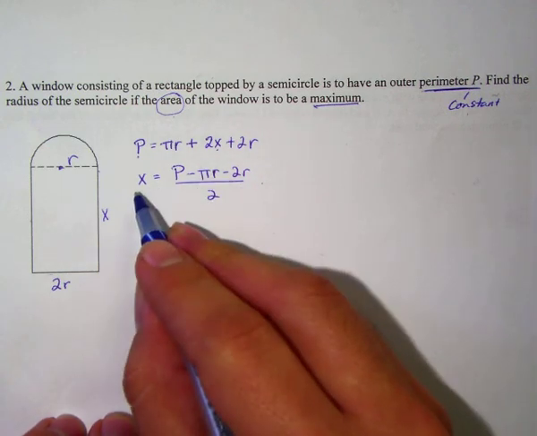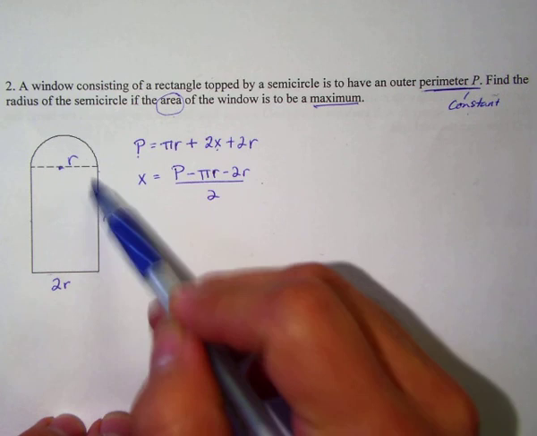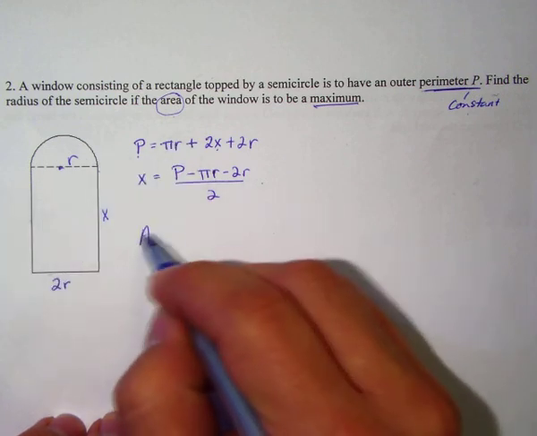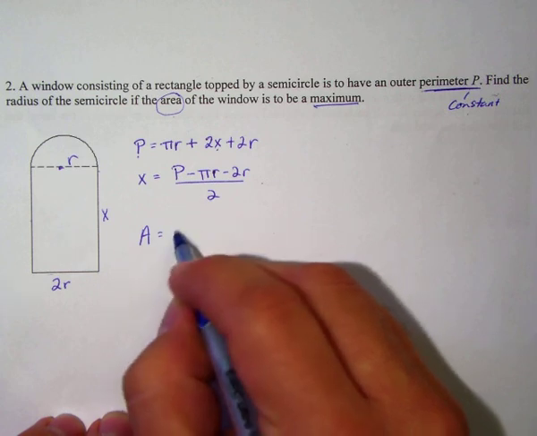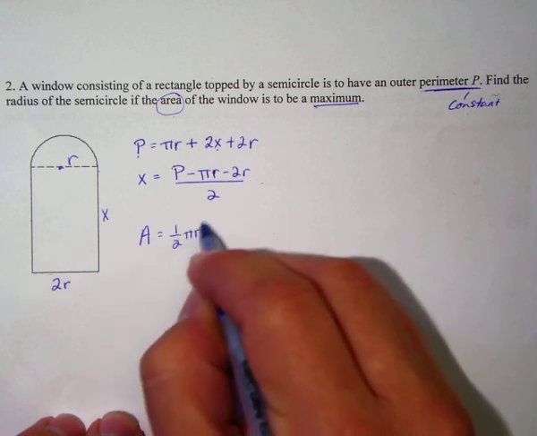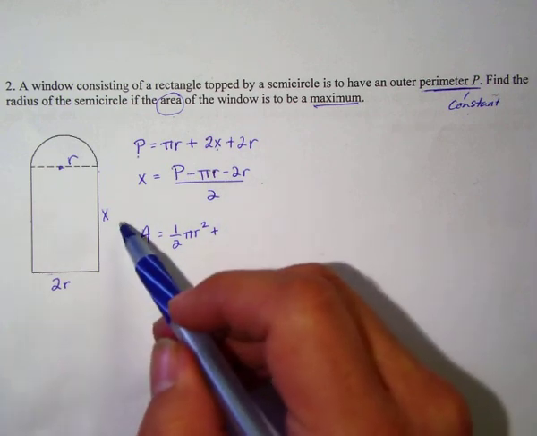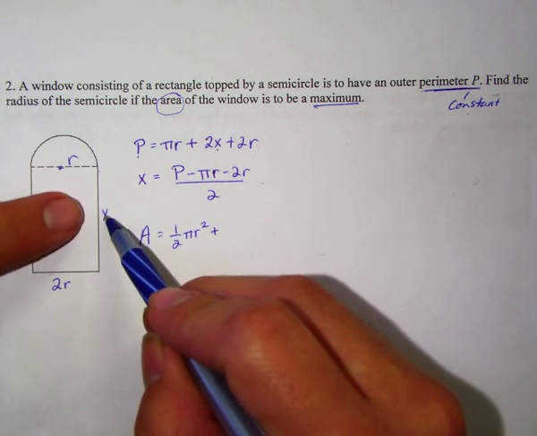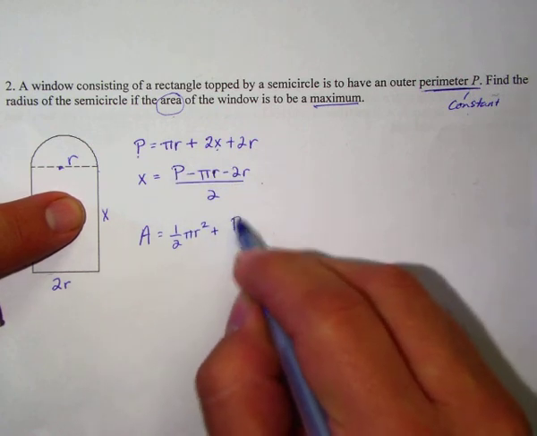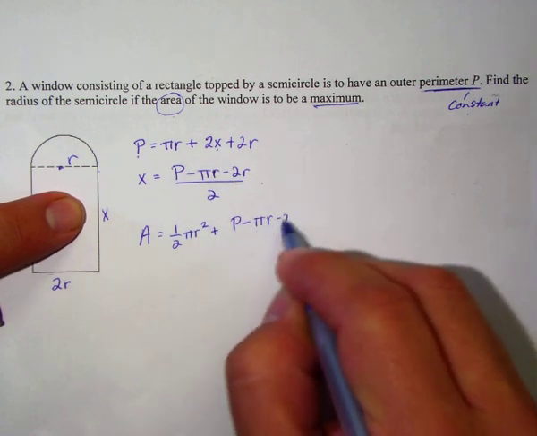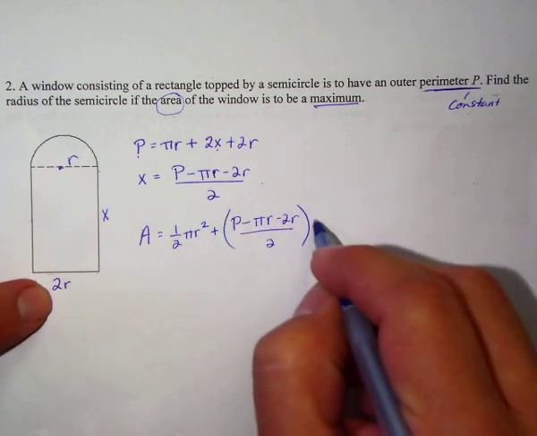Now I'm going to take and find the area formula. The area is the area of the semicircle plus the area of this rectangle. So the area is the area of the semicircle, which is 1/2 pi r squared, and x times 2r. I'm sorry, 2r. Since x times 2r, we know x is going to be this, so I'm just going to go and replace that right away. So p minus pi r minus 2r over 2 times r, 2r.